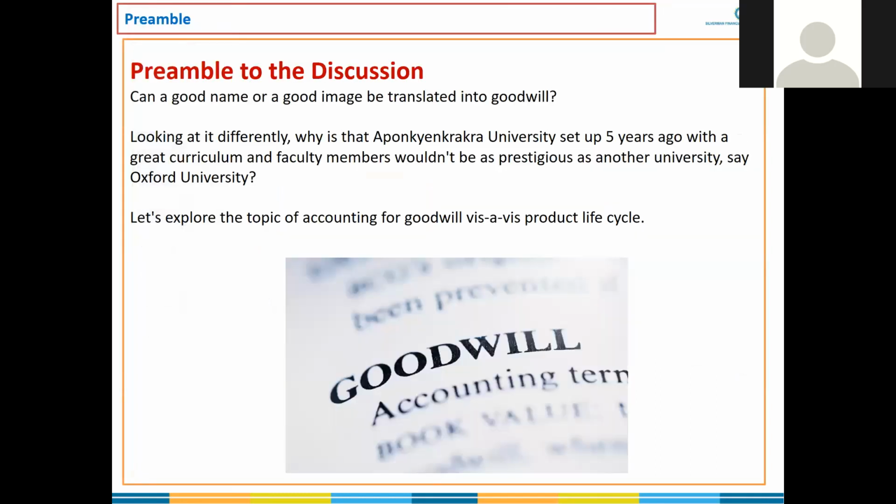Now, today we are focusing on goodwill, and then we set up a preamble. Can a good name or a good image be translated into goodwill? That is a great question. And then we are also looking at it differently. Why is it that Aponchinkakra University, set up 5 years ago, with a great curriculum and faculty members, wouldn't be as prestigious as another university, say Oxford University?